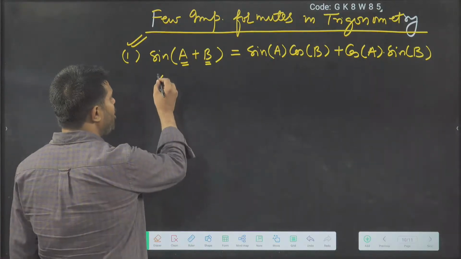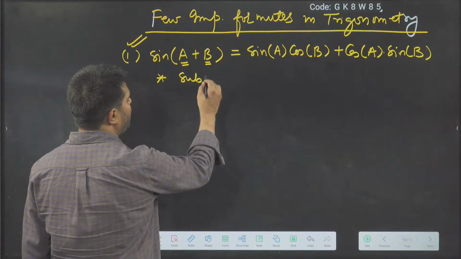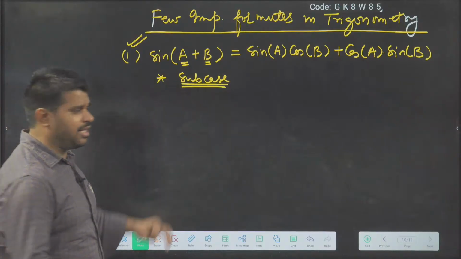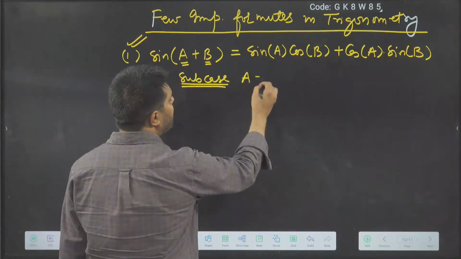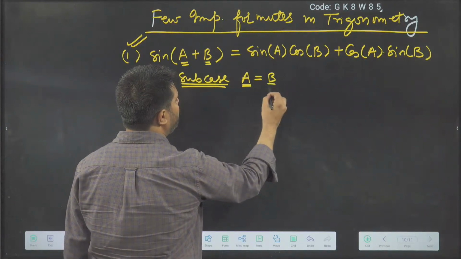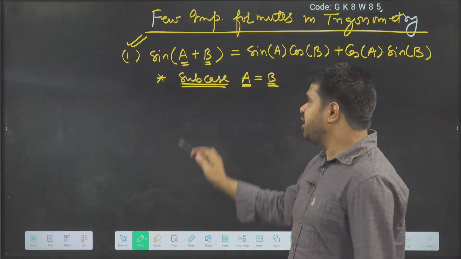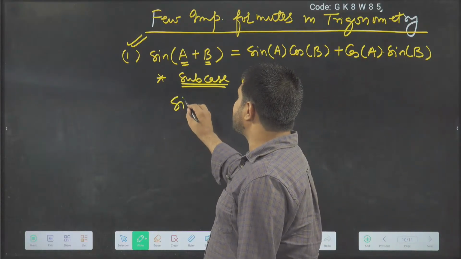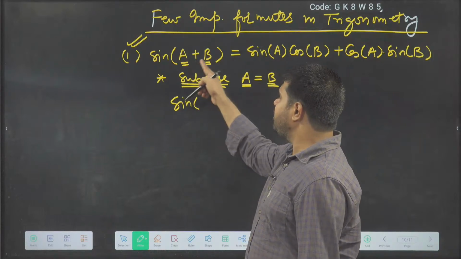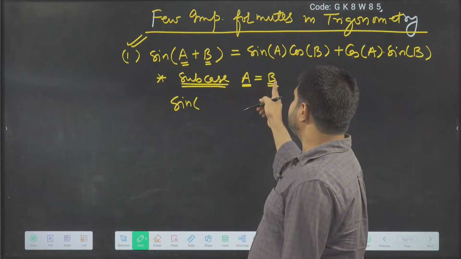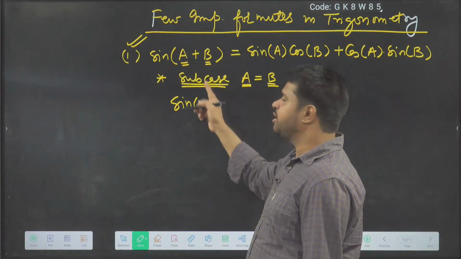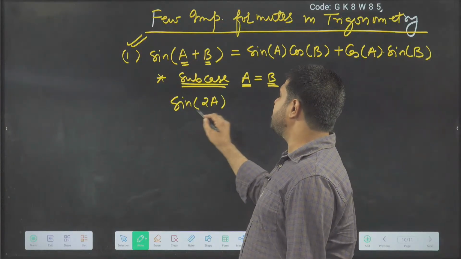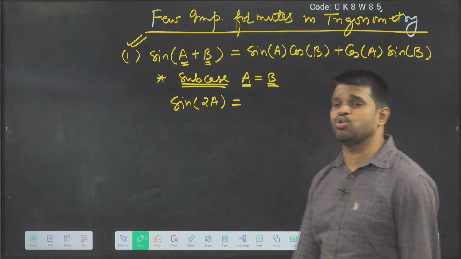Now we are doing a sub case of it. Sub case means a specific formula. In the sub case, I am taking A equal to B. So if I take A as B, sine A and B are equal. So in the place of B, I am writing A. So A plus A becomes 2A. So basically, I am giving you the formula of sine 2A.